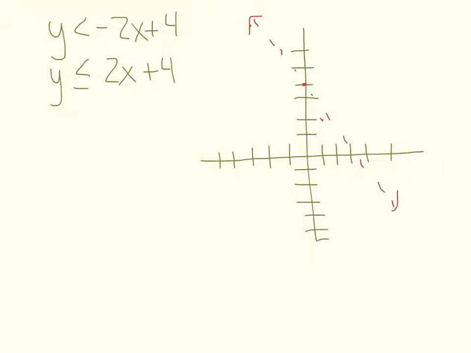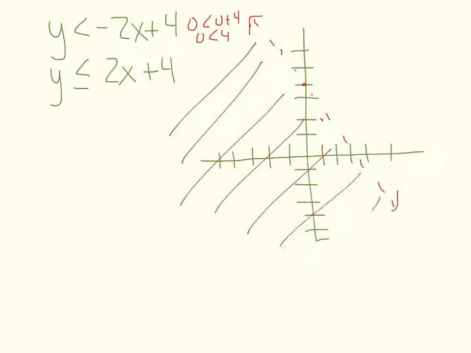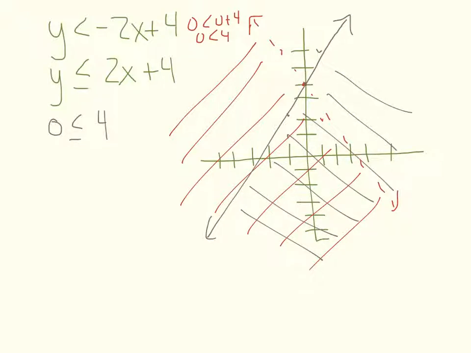If I plug in, I'm going to get 0 is less than negative 2 times 0, which is 0 plus 4. So I get 0 is less than 4. Is that true? It sure is. So I want to cover 0, 0. My other line, I'm going to also start that at 4, but my slope is positive 2, so up 2 over 1, or down 2, back 1. This is a solid line this time. If I plug in, I'm going to get 0 is less than 4. Is that true? Yes, it sure is. I want to cover 0, 0, so it overlaps in this section over here.